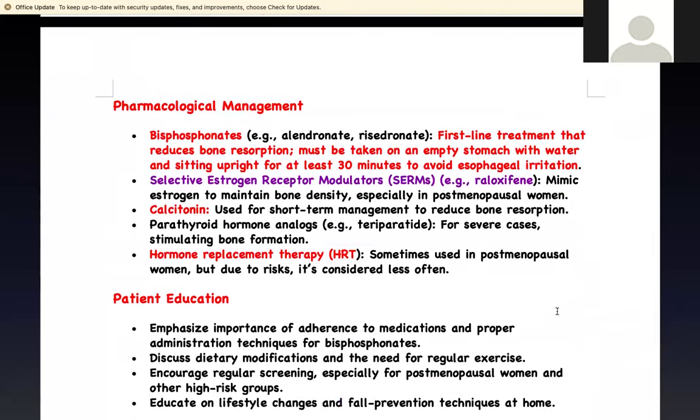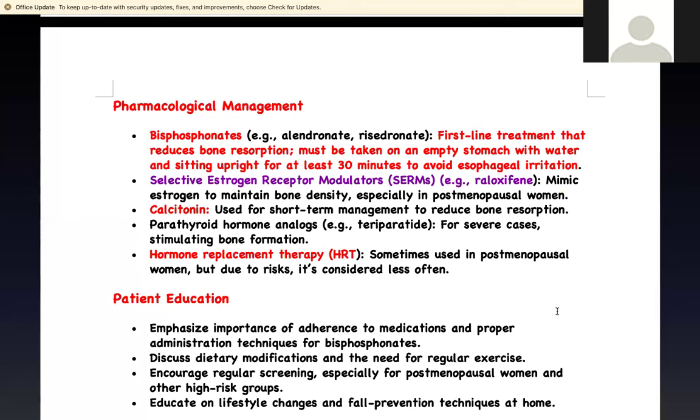What is the pharmacological management? You have to know the bisphosphonates and how to take them. They have the last name of what we call -dronate. So alendronate, risedronate. So this is a common medication you should know. And they are the first line therapy for management of osteoporosis. The key aspect you'll be asked is how do you take it? You take the medication, remain upright for 30 minutes, with a full glass of water, and on an empty stomach as much as possible because it causes esophageal irritation.